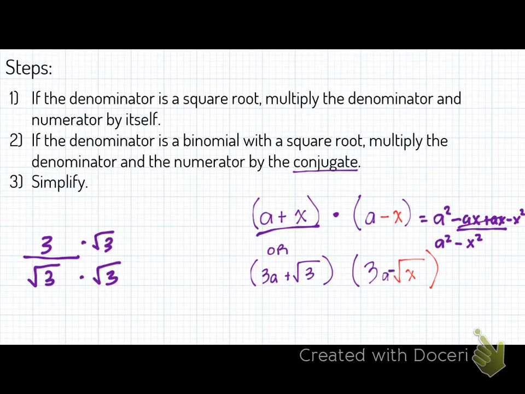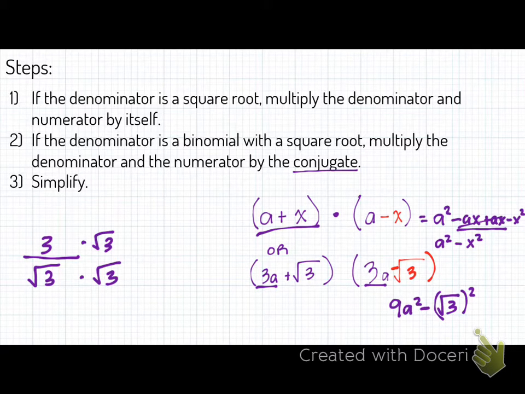So on the second one, your conjugate would be 3a minus rad 3. Just like in the last example, when we multiply this, what's 3a times 3a? 9a squared. So I'm going to square this first term and then square the last term. What's rad 3 times rad 3? Well, it's rad 3 squared, right? And put a minus sign in the middle. That's all we're going to do.